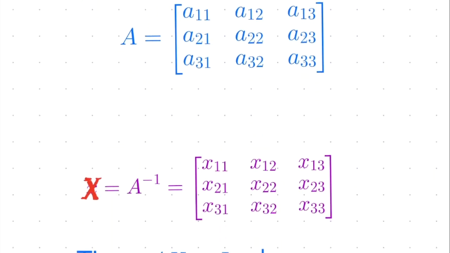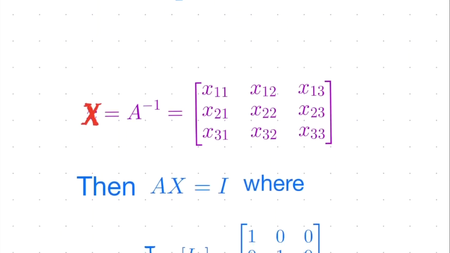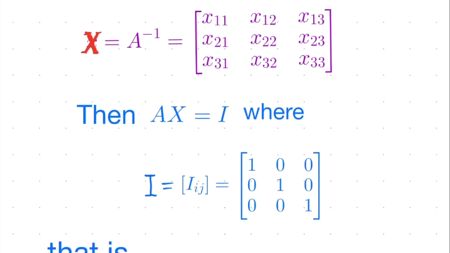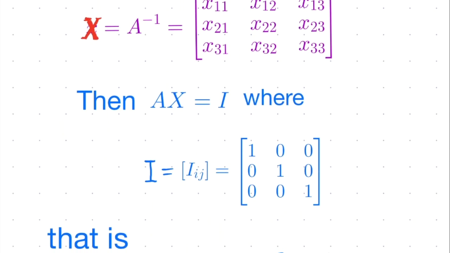I'm going to assume that cap X is actually equal to A inverse. So I'm also using the double subscript notation there. AX should be I, where I is the 3 by 3 multiplicative identity. That is the matrix that has ones down the main diagonal and zeros everywhere else. I'm going to use a double subscript notation there as well sometimes.